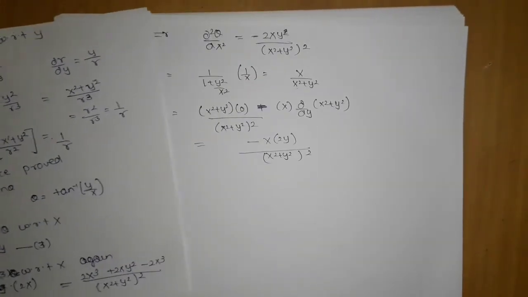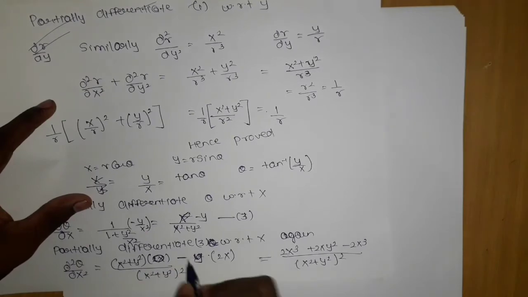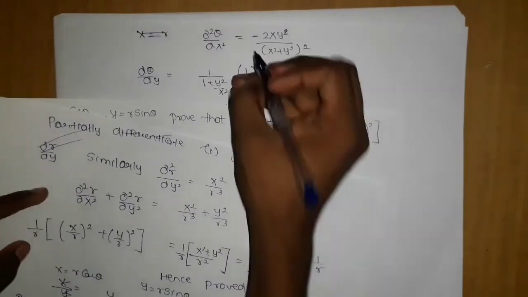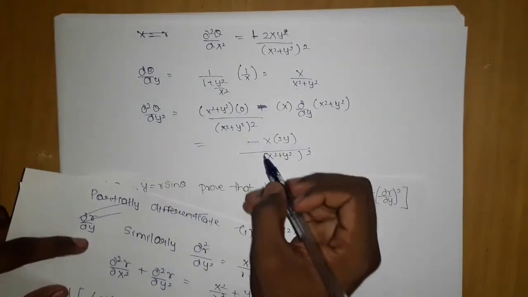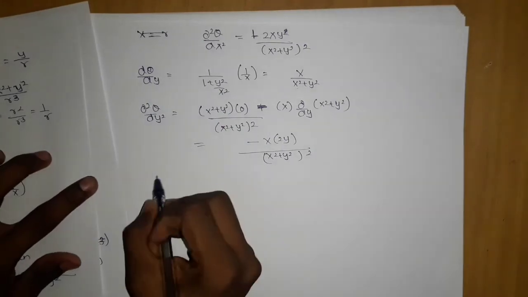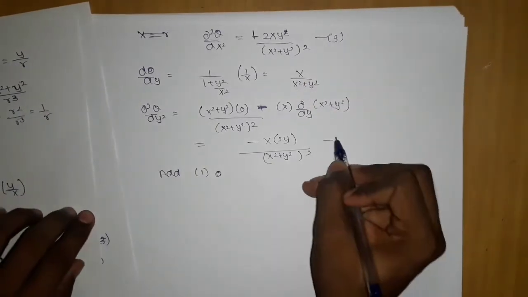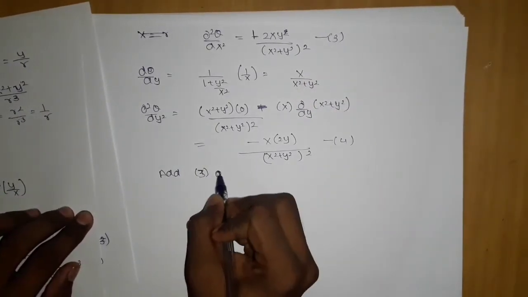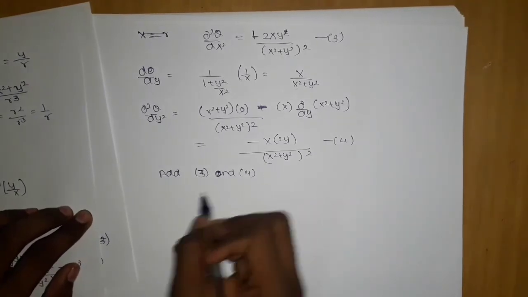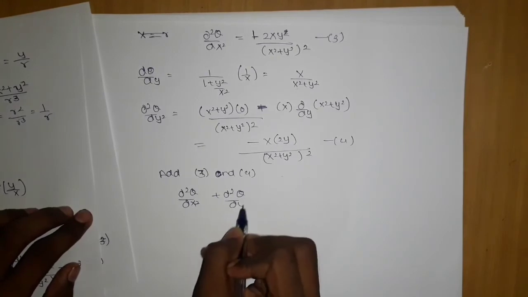Now you can observe one thing: it was minus, and when I subtracted it, it got minus again, so this will be plus. We make a lot of mistakes here, and this will be minus. After this, if I call them 3 and 4 and add 3 and 4, that is ∂²θ/∂x² plus ∂²θ/∂y², we are getting 0.